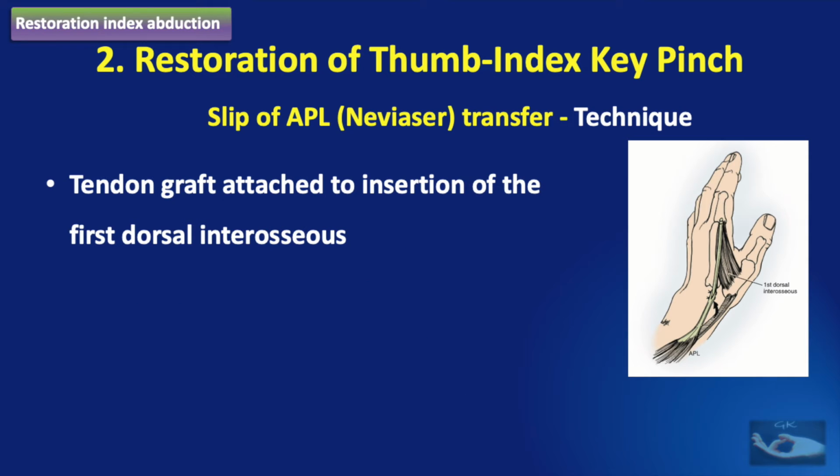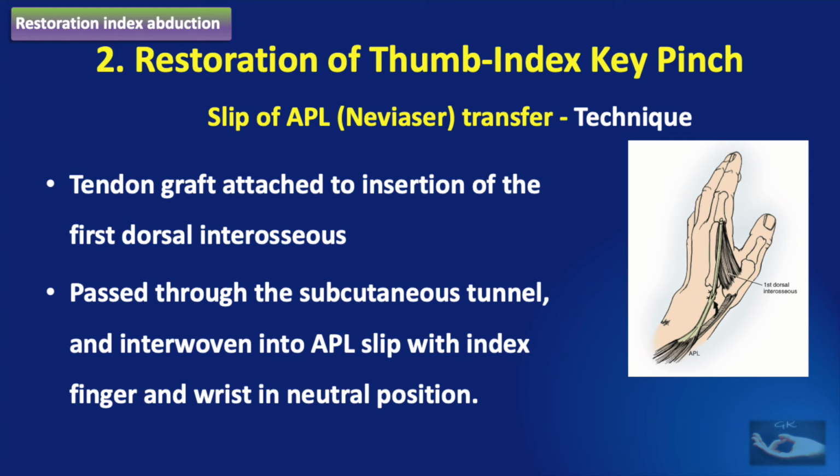A free tendon graft is harvested and attached to the insertion of the first dorsal interosseous muscle. The free end of this tendon graft is now passed through the subcutaneous tunnel and interwoven into the abductor pollicis longus slip, making sure that the index finger and the wrist are in neutral position.